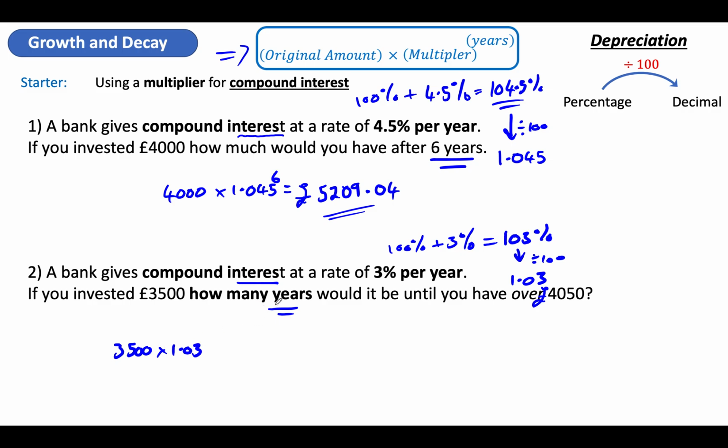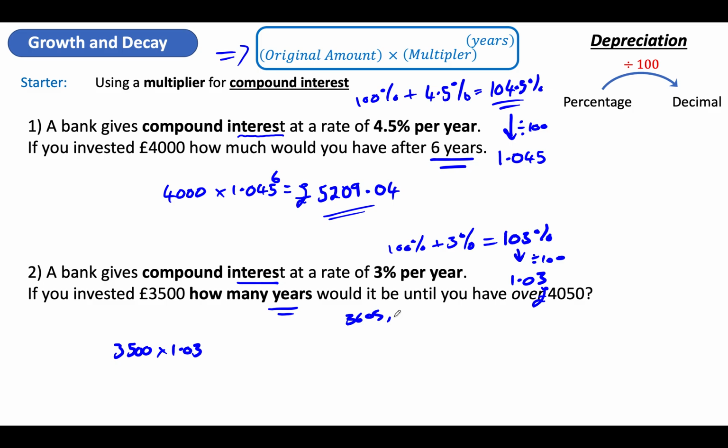Problem is, I want to find out how many years it's going to be until we have over £4,050. Now, here's what I'm going to do. Listen carefully. I am going to type in 3,500 and then times it by 1.03, and that will increase it by 3%. So I've got £3,605. That's after 1 year, I've got £3,605.